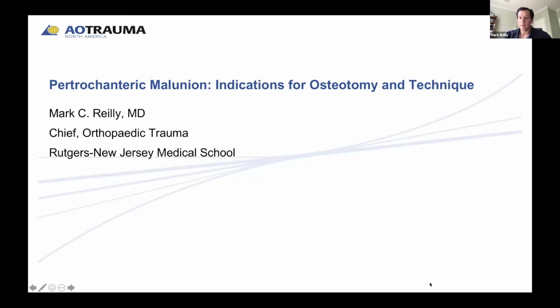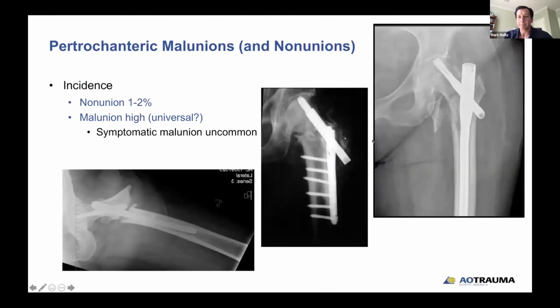So you've just seen some beautiful osteotomies from the last two presenters. That's going to stop for the next 10 minutes. For trauma surgeons, you will certainly be faced with dealing with femoral neck non-unions and malunions. I'm asked to speak on pertrochanteric malunions and non-unions, which does pose some differences for sure to the femoral neck.